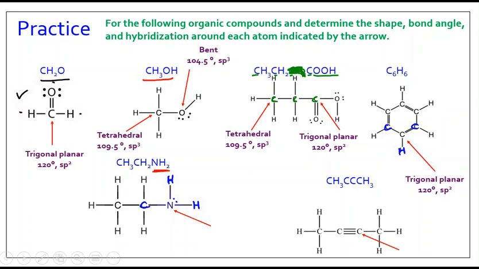And what is the hybridization here? 3 bonded, 1 lone pair. That means there's 4 electron domains. Yes, it's an sp3. Good.